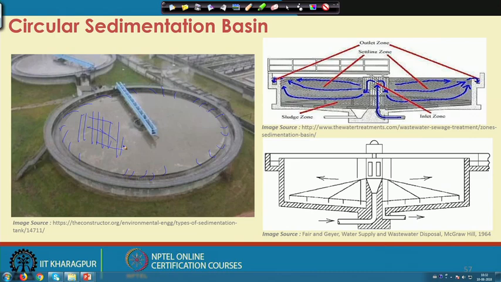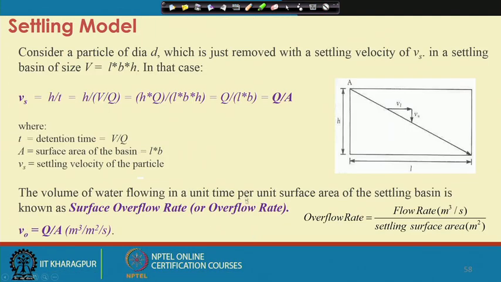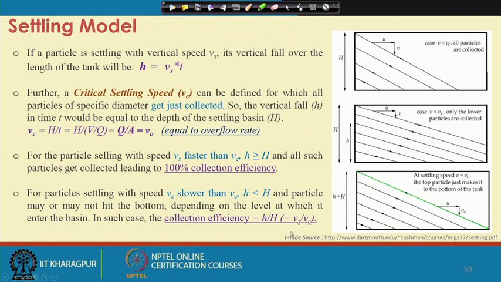So, that is why we call it an overflow from a surface of area L into B, or in the circular case pi d square by 4, which is the area of the tank. This way we can have an estimation of the surface overflow rate, which is going to be equal to the settling velocity, and this is one of the critical pieces of information typically used while designing the tank.